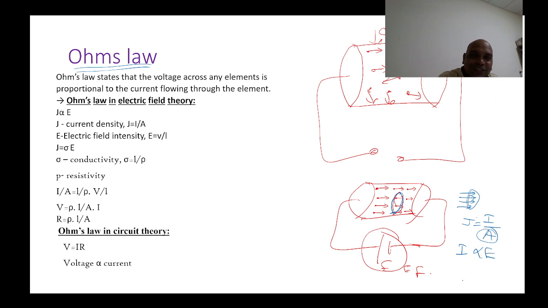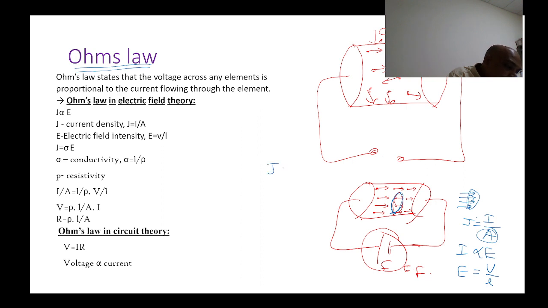Current is directly proportional to electric field, which means E is nothing but V by L, volts per meter, volts per length. Clear? So from this, what is the relation?